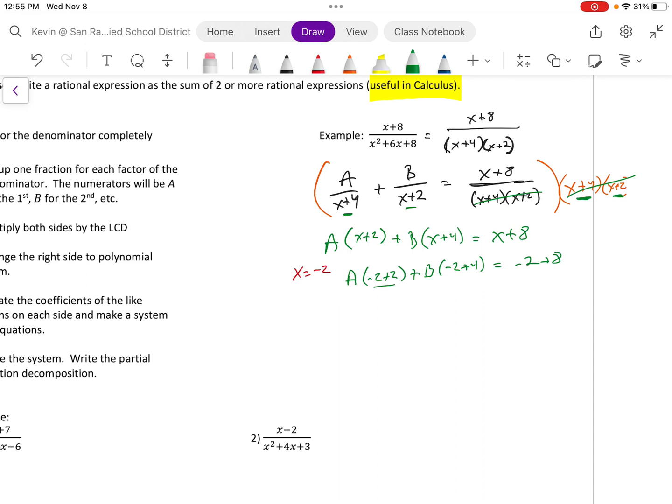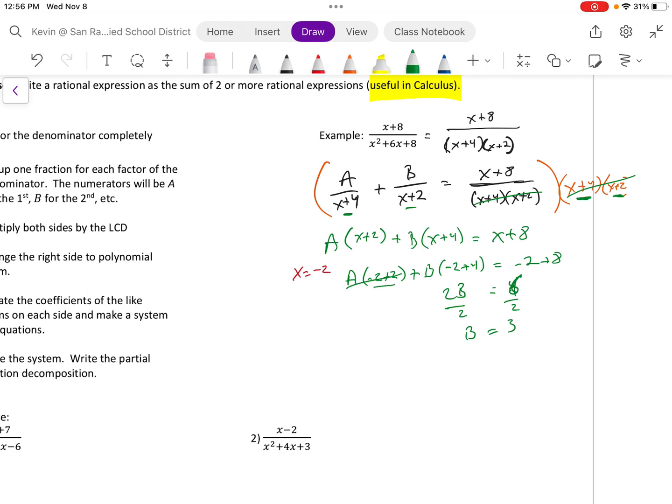Now, -2 plus 2 is 0. 0 times a gets rid of that, so that's gone. -2 plus 4 gives me 2b, and then -2 plus 8 gives me... I'm sorry, -2 plus 8 is 6. So I divide both sides by 2, and b is 3. All right, so now I found b.